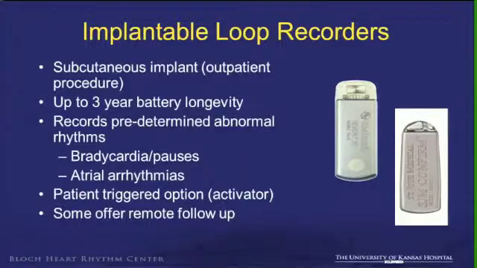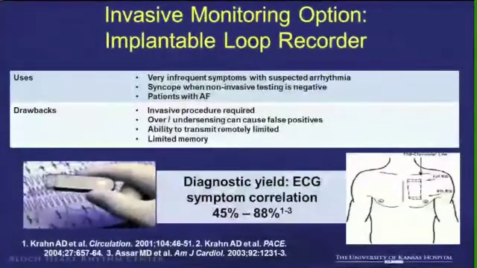that can be placed subcutaneously as an outpatient surgical procedure. The advantage of these devices is a 3-year battery longevity, and they can record predetermined abnormal rhythms, including bradyarrhythmias, pauses, and tachyarrhythmias. There is a patient-triggered option, and of course there is some remote follow-up in some of the types of devices. These are best used with patients with very infrequent symptoms and a suspected arrhythmia, or when the syncope that they have is incapacitating, meaning they can't actually trigger the device to let you know that they're having an event. It is an invasive procedure.